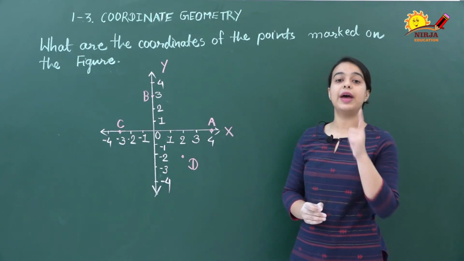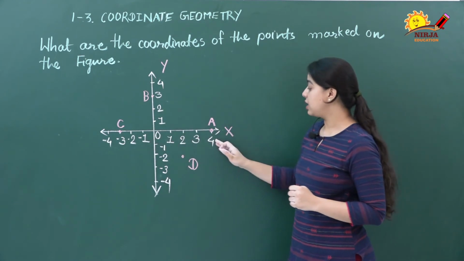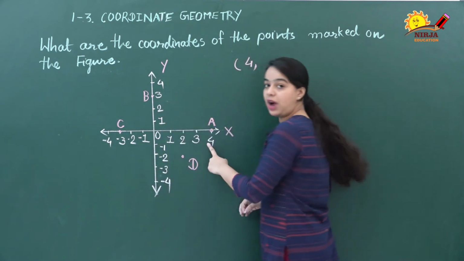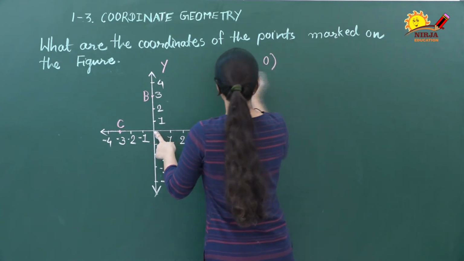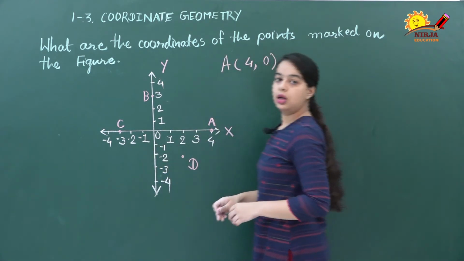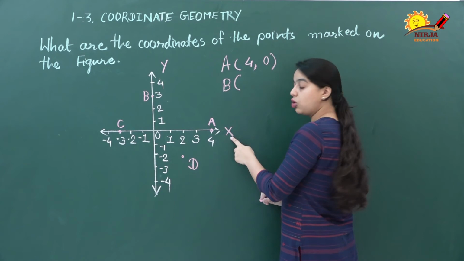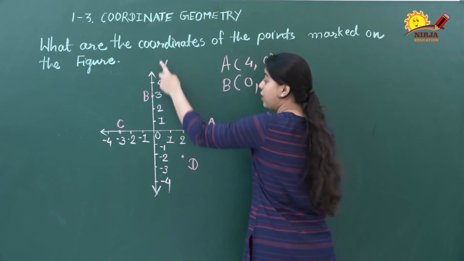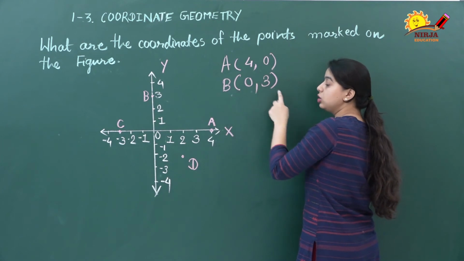So first we need to see the x coordinate of the given point. The point A lies on the x-axis. So the x coordinate of this point A is 4. What about the y coordinate? The y coordinate is 0. So we can write the coordinates of point A as (4, 0). Now let's talk about the coordinates of B. First we indicate the x coordinate. The x coordinate of B is 0 and the y coordinate of B is 3. So we can write B as (0, 3).